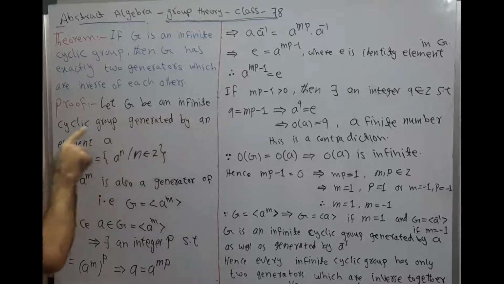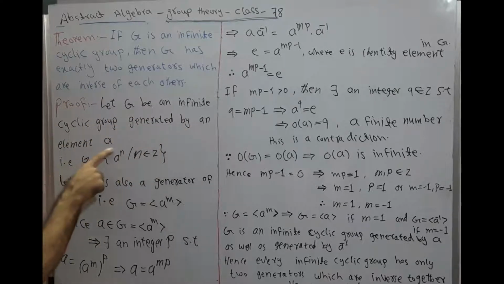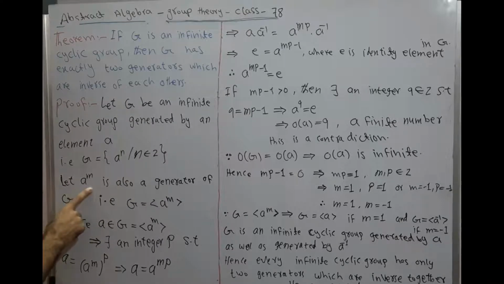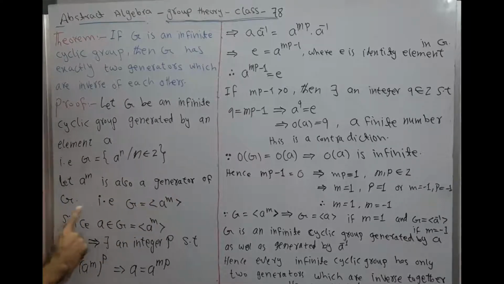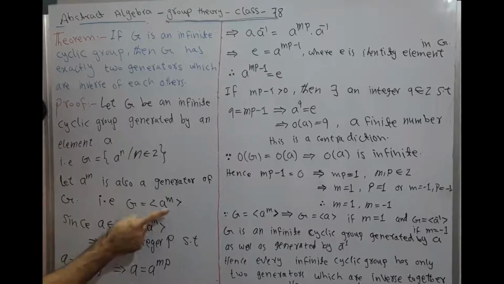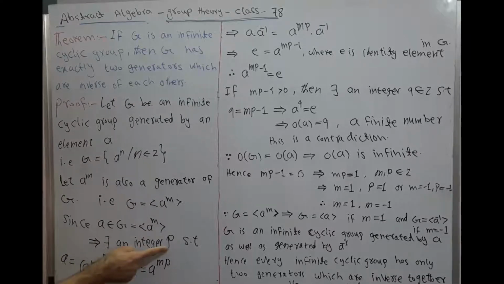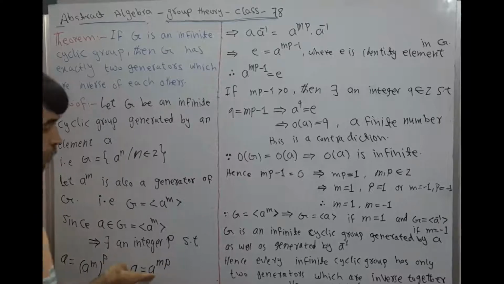Let G be an infinite cyclic group generated by an element a, that is, G is equal to a to the power n such that n belongs to Z. It is the definition of a cyclic group. Let a to the power m also be a generator of G, that is, G is equal to the cyclic group generated by a to the power m. Since a belongs to G, there exists an integer p such that a is equal to a to the power m whole to the power p. This implies a is equal to a to the power m into p.